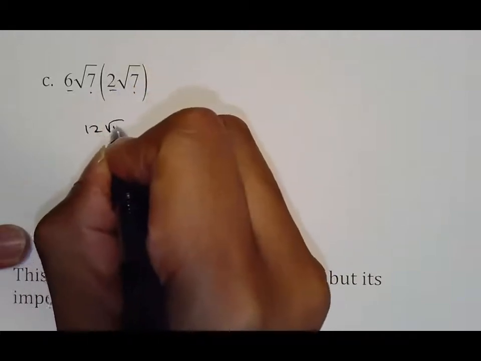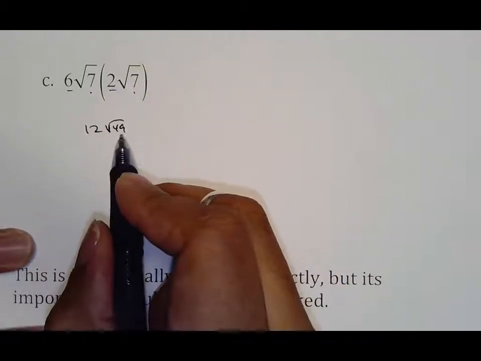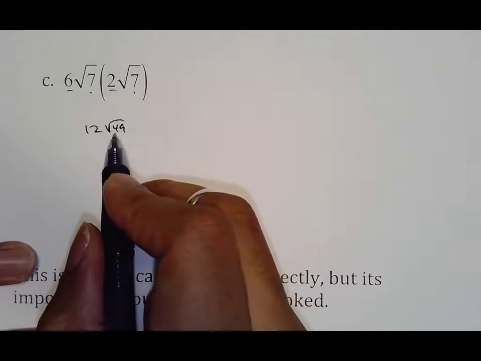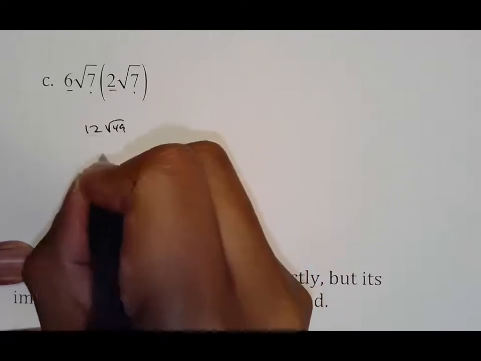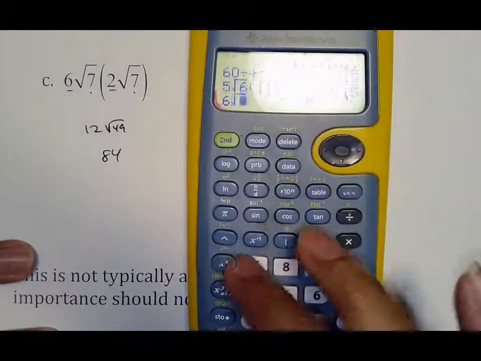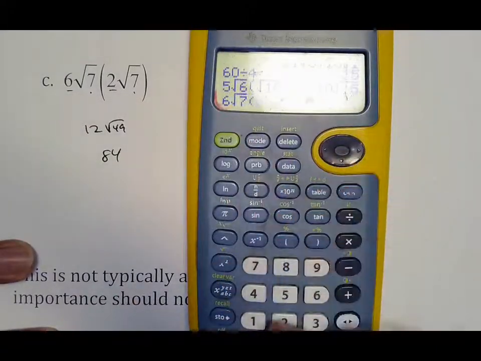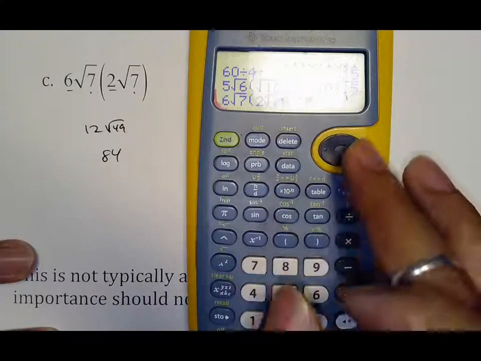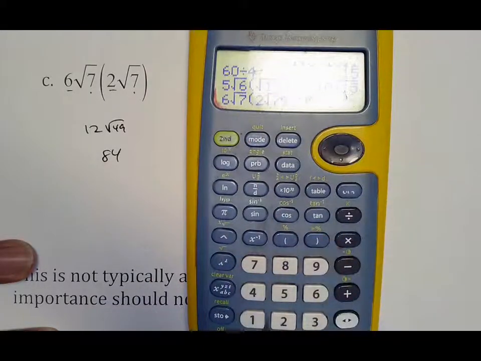7 times 7, which is 49. Isn't 49 a perfect number? So that actually turns into a 7, and 7 times 12 makes 84. Again, you can check that. 6 root 7 times 2 root 7. You don't really need to close it because it doesn't matter anyway, but there you go.